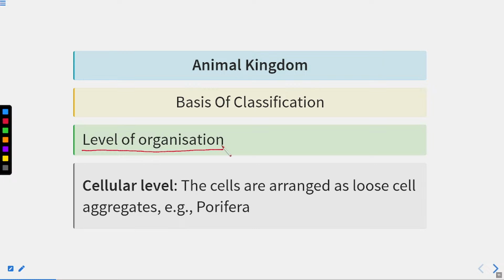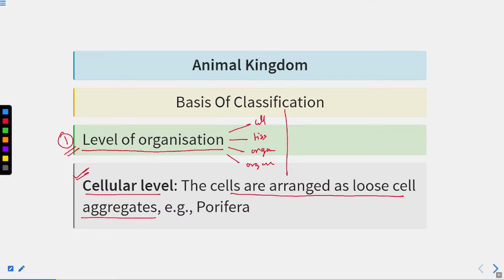The first characteristic is the level of organization. In the level of organization, we have four levels: cellular level, tissue level, organ and organ system level. First is the cellular level. The cells are arranged as loose cell aggregates. So Porifera is a multicellular organism, but the cells do not unite together to perform a particular function as a tissue.